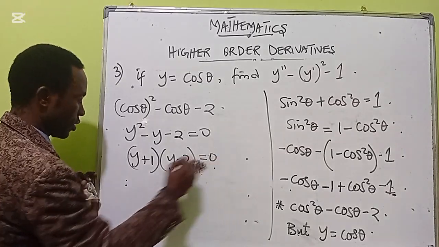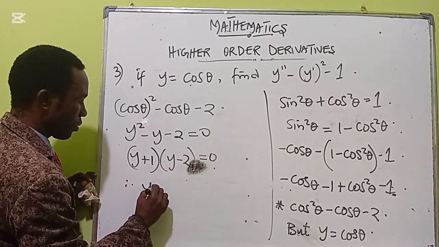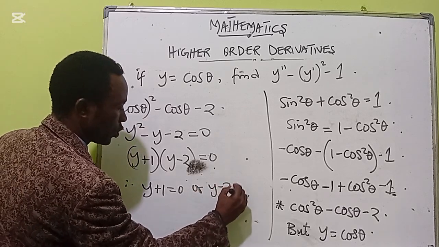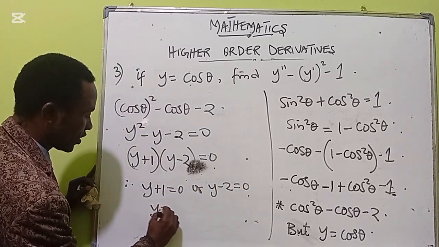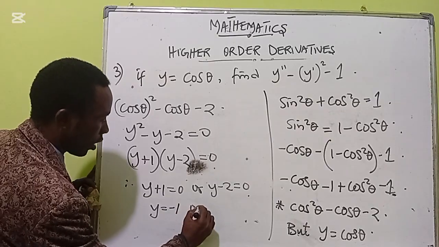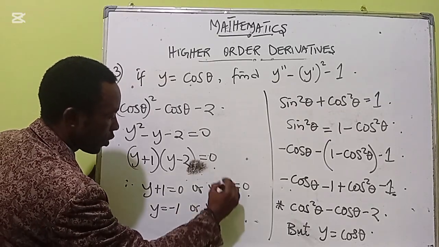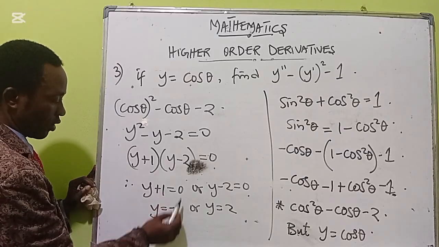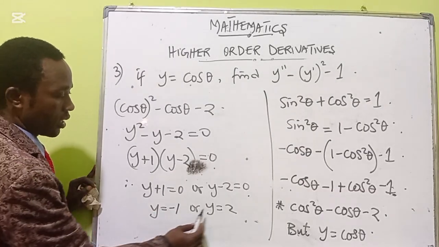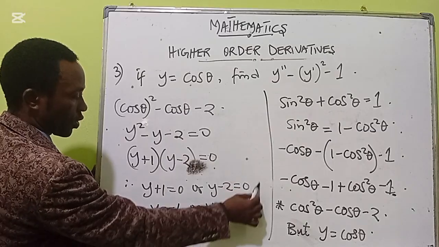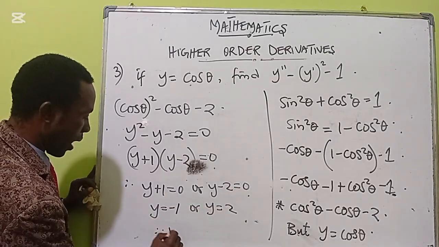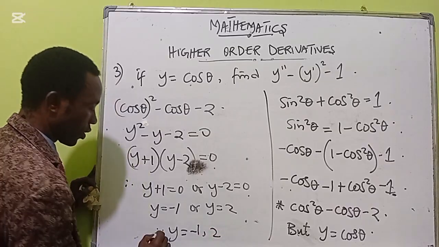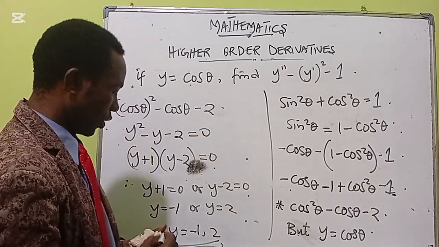Therefore, y plus 1 equals 0, or y minus 2 equals 0. That means y is equal to minus 1, or y is equal to 2. When plus 1 crosses the sign of equality, it becomes minus 1, and when minus 2 crosses the sign, it becomes 2. Therefore, our y is equal to minus 1 or 2. That is the answer for that question.